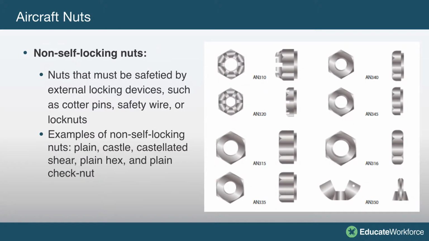Non-self-locking nuts. These are nuts that must be safetied by some type of external locking device, possibly a cotter pin or a safety wire or a jam nut or possibly even a lock washer. Some examples of non-self-locking nuts would be a plain nut, a castle nut or castellated shear nut, a plain hex nut, or a check nut.